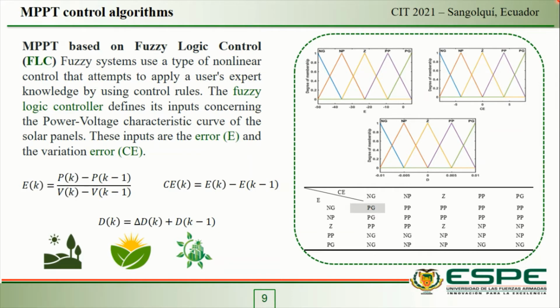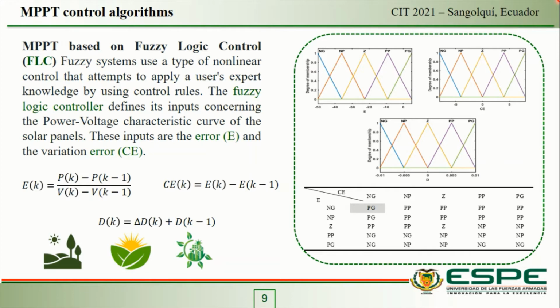MPPT based on fuzzy logic control. Fuzzy systems use a type of nonlinear control that attempts to apply a user-expert knowledge by using control rules. The fuzzy logic control defines its inputs concerning the power voltage characteristic curve of the solar panels. These inputs are the error E and the variation error CE.